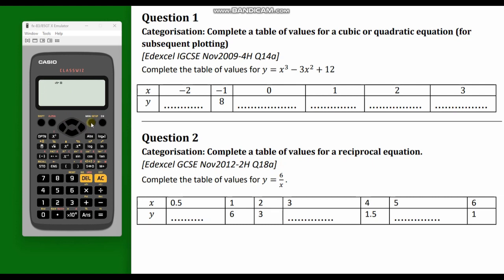So this is the menu button. So click on that button and you can see that we're already in calculate mode. That's the default. But we want to go to table mode, which is this one over here, mode 3.